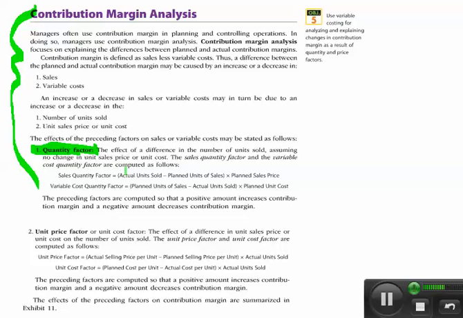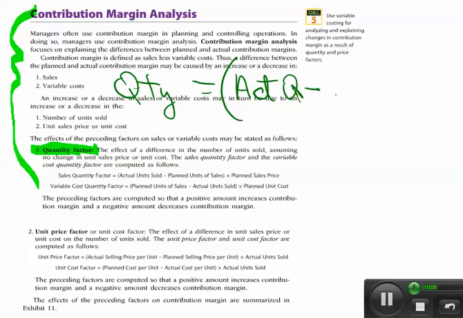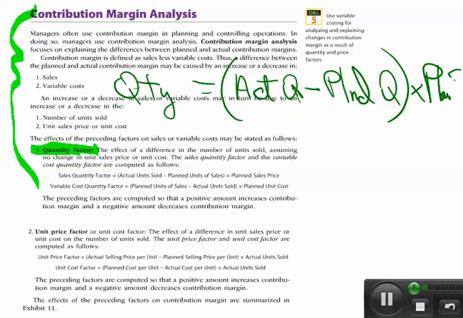Now I have a little formula that I use that is the same thing, but my wording's a little different. Here's what my formula is for this. For the quantity factor, I'm going to take my difference in actual quantity minus my planned quantity, and I multiply that times my planned price.